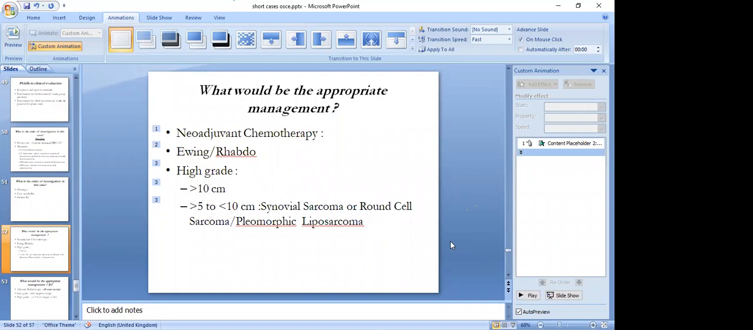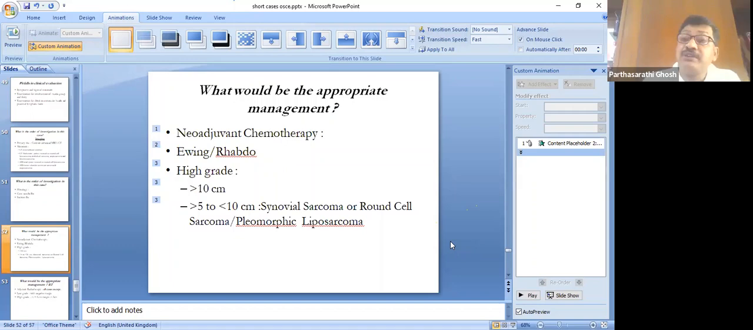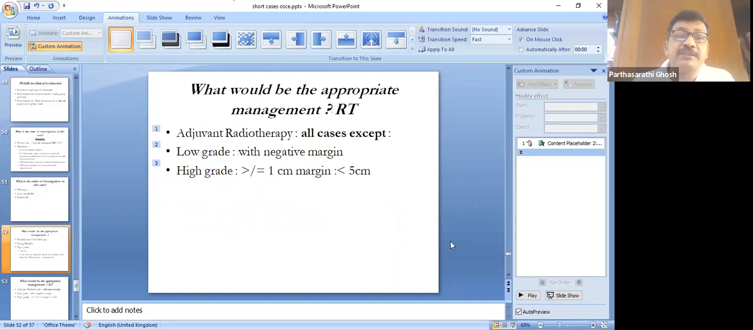Right. So neoadjuvant chemotherapy is given in case of Ewing sarcoma and rhabdomyosarcoma, and in high grade cases, if it is more than 10 centimeters, or more than 5 centimeters in case of aggressive tumors like synovial sarcoma, round cell sarcoma or pleomorphic sarcoma. So these are the indications. If it is a high grade one, you can go for neoadjuvant chemotherapy.